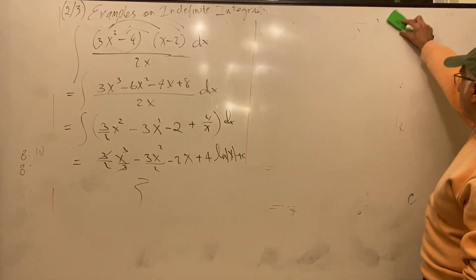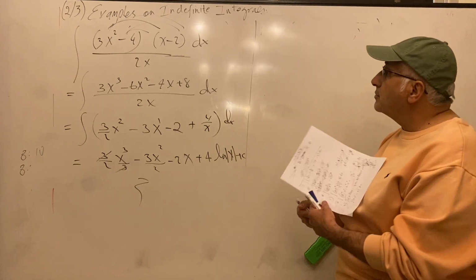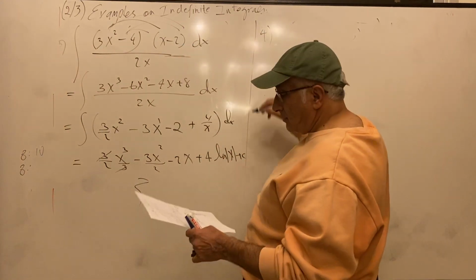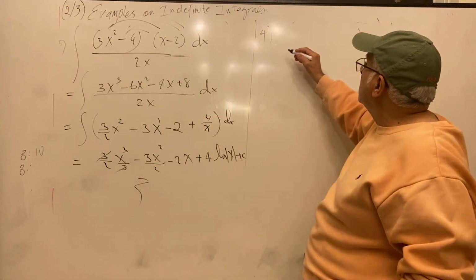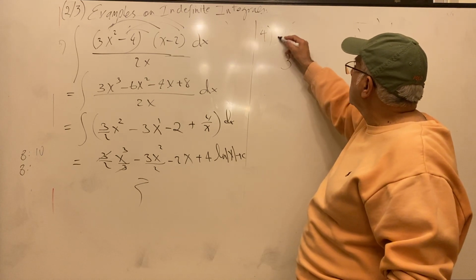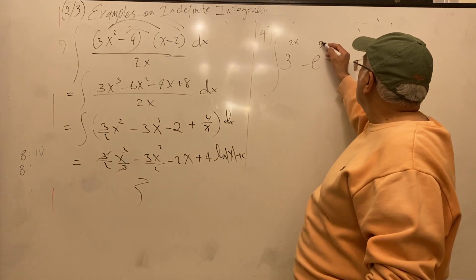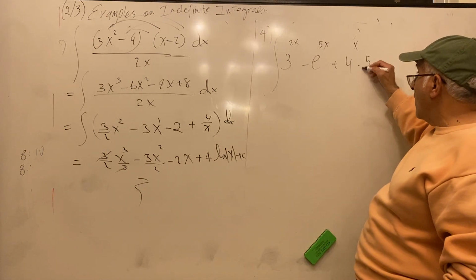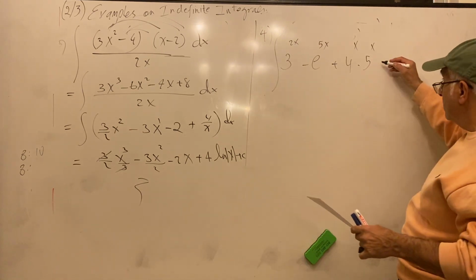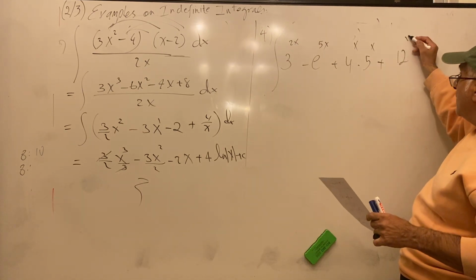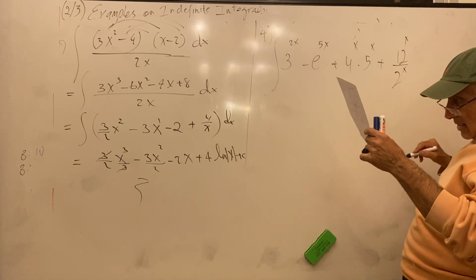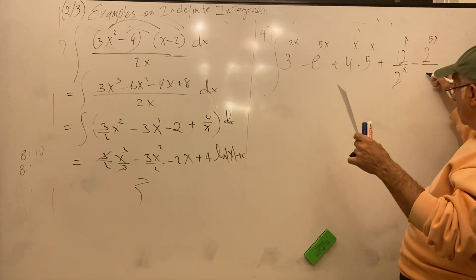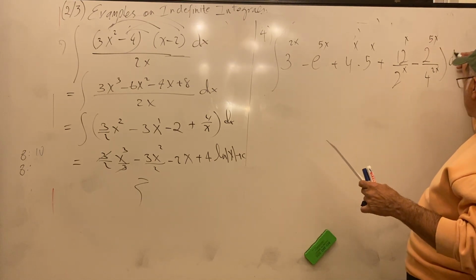Let's look at example number 4. That was example number 3. Now example number 4. It's all exponential. 3 to the power 2x minus 8 to the power 5x. How about if I say plus 4 to the power of x times 5 to the power of x, and plus 12 to the power of x over 2 to the power of x, at the end of the game, minus 2 to the power of 5x over 4 to the power of 2x, all dx.